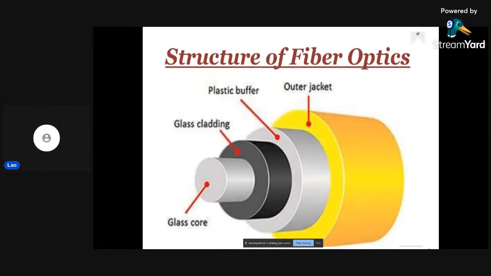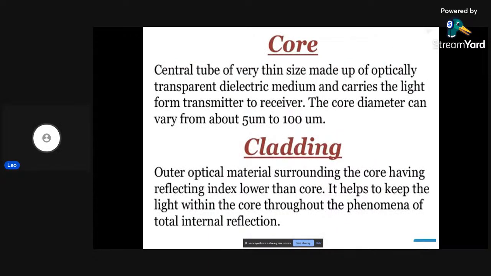So core, when you say core, it is in the center. The core is a central tube of a very thin size made up of optically transparent dielectric medium and carries the light from transmitter to receiver. Cladding is the outer optical material surrounding the core having a refractive index lower than the core. It helps to keep the light within the core through the phenomenon of total internal reflection.